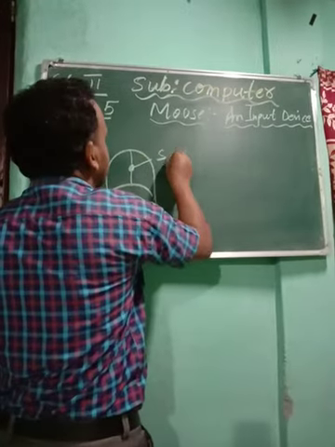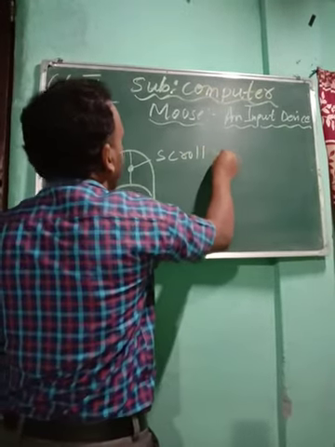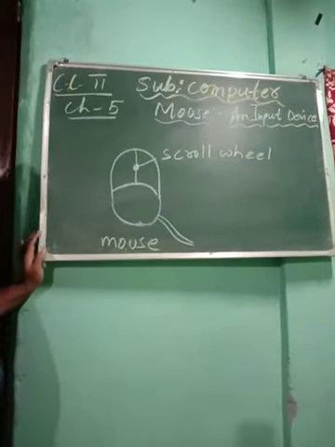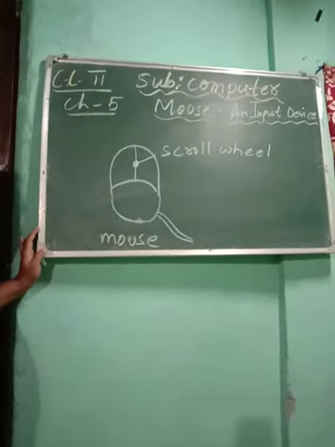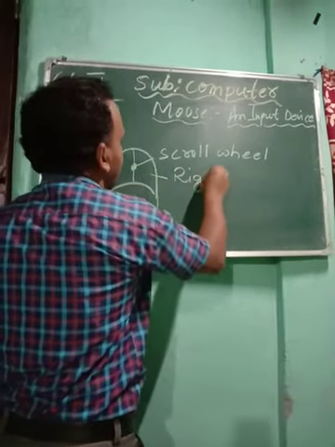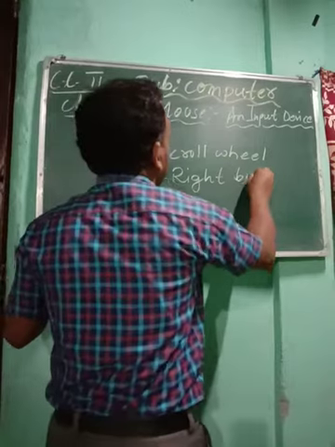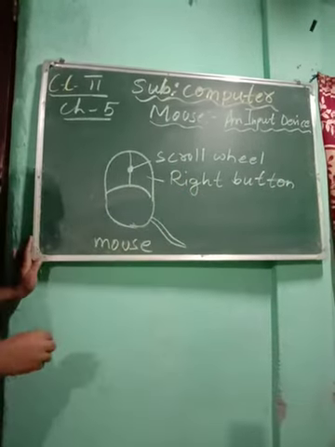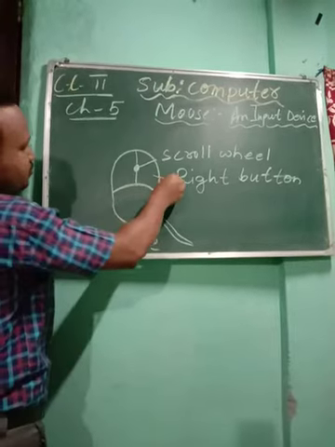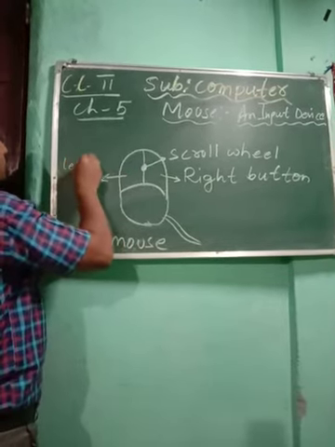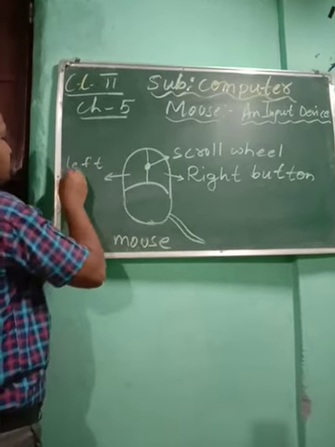S-C-R-O-L-L, scroll, W-H-E-E-L, scroll wheel. And after that, this is your right button, and this is your left button.